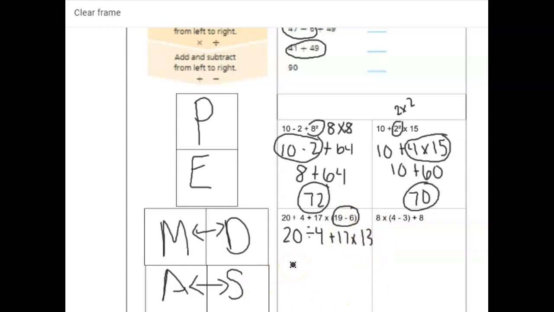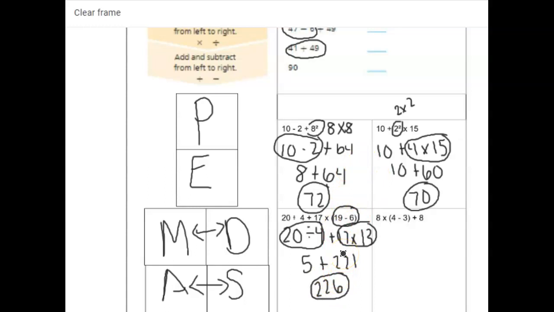Now, in this one, we're looking for multiplication and division, and there's both of those. And they're on either side of this addition sign, so we can do these in the same step. 20 divided by 4 is 5. And then most of you, instead of working it out, will probably use your calculator for 17 times 13. And I got 221. I just add that together and get 226.